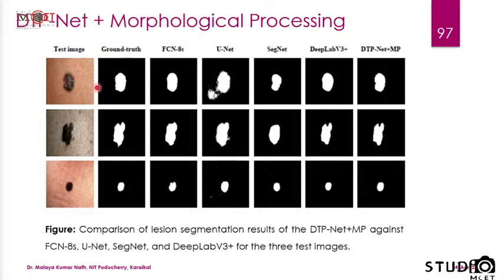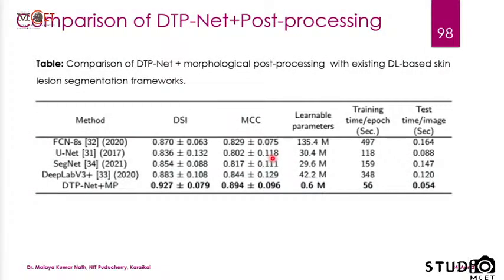So this is the input test image. This is the ground truth image, and this is the segmented image by FCN, U-Net, SegNet, DeepLab, as well as DTB net. And you can see the difference of the segmented output for the DTB net as well as the other cases. This can be summarized with the help of training parameters as well as the two values. And the DSI value is found to be the highest in case of your DTB net. And for the Matthews correlation coefficient, it is also found to be the highest, that is near to 1 for the DTB net, but the other methods are lower.